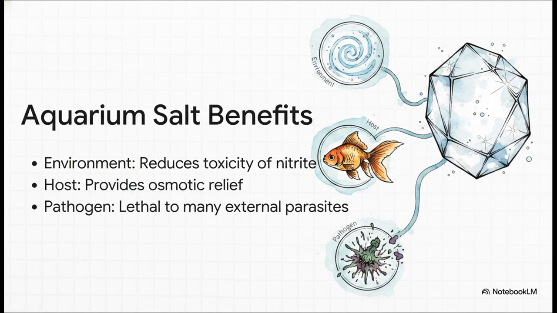Now here's a real game changer. A simple therapeutic tool like aquarium salt or sodium chloride. It elegantly manages all three vertices of the triangle simultaneously. For the environment, salt actually blocks the gills from absorbing toxic nitrite. For the host, it provides what we call osmotic relief. Basically, the fish doesn't have to work as hard to maintain its internal water balance, and that frees up massive amounts of energy for its immune system. And for the pathogen, at specific therapeutic doses, salt induces fatal osmotic shock in external parasites like ich. It fixes the water, helps the fish, and kills the bug, the whole shebang, all at once.